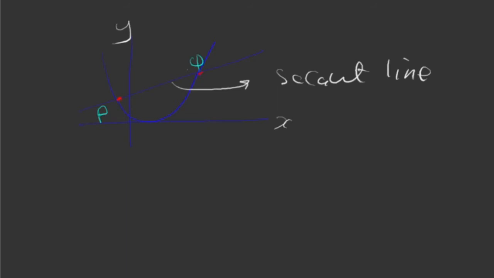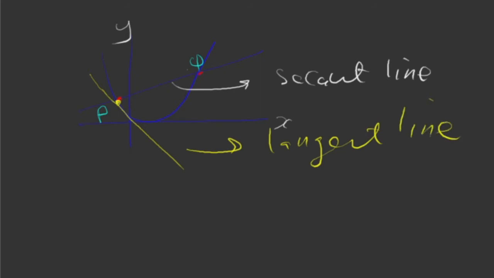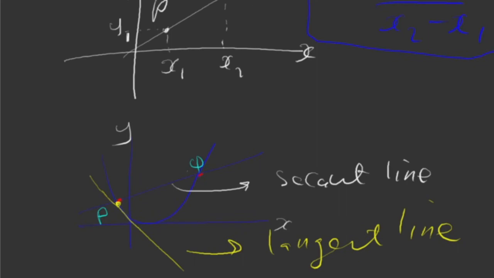If you move point Q towards P, you end up forming another line that cuts the graph at exactly 1 point, and that is called the tangent line. So keep that in mind also.